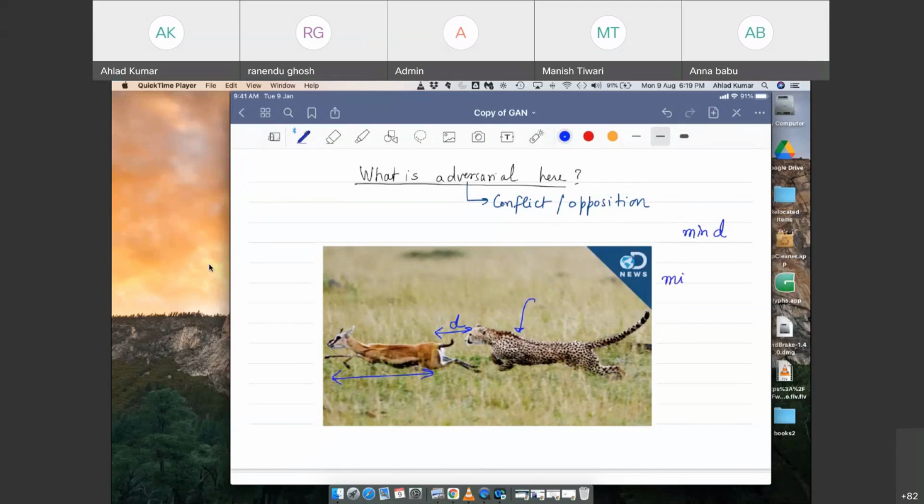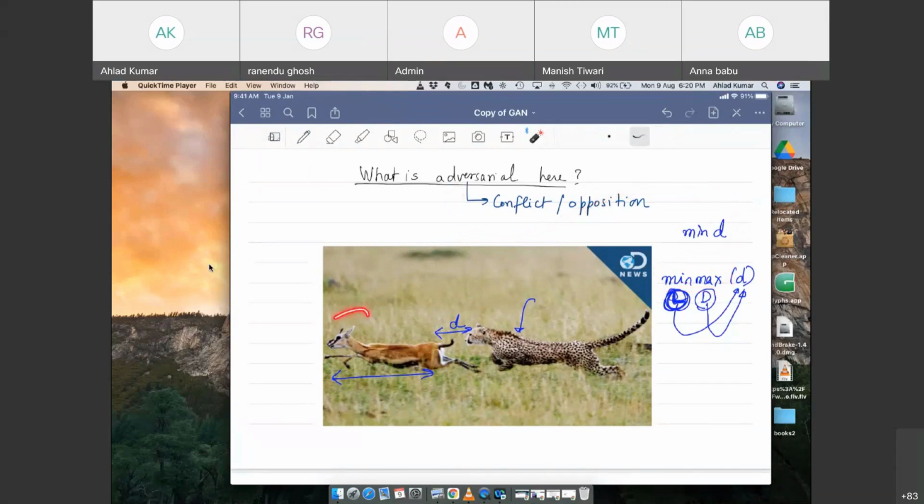So there is a min-max game going on with respect to the distance between them, where the deer is maximizing the distance, and the lion is trying to minimize it. When we discuss the generative adversarial network, you will find this particular term, min-max, which is very important. This min-max comes from the adversarial learning that happens in the architecture.